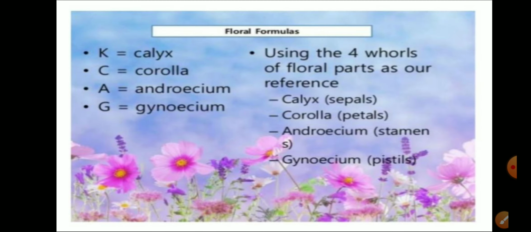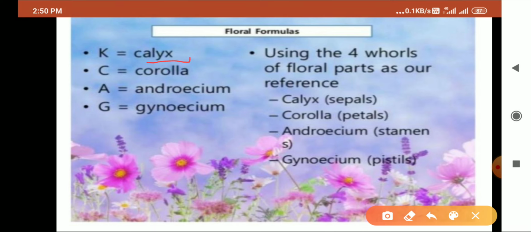Here we have some more signs or notations which are used to write a floral formula. For example, K is used for calyx, that is a group of sepals. Then we have C. C is used for corolla, which is a group of petals. Androecium is the male part of the flower, and we use A for androecium. Gynoecium is represented by G.